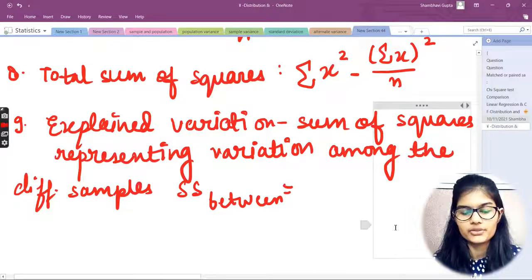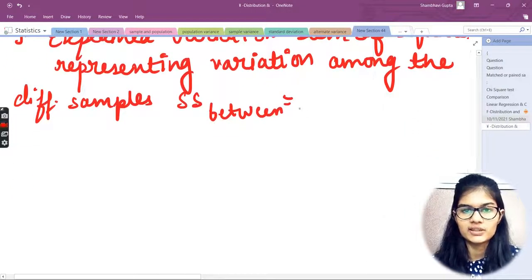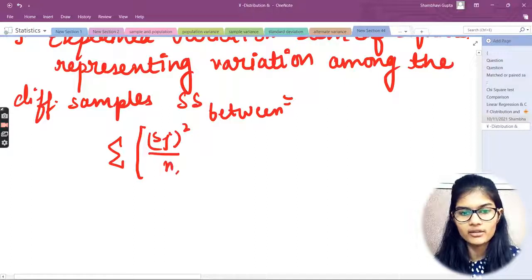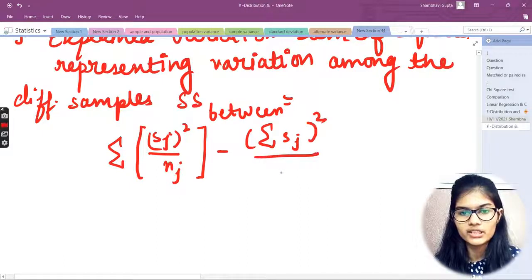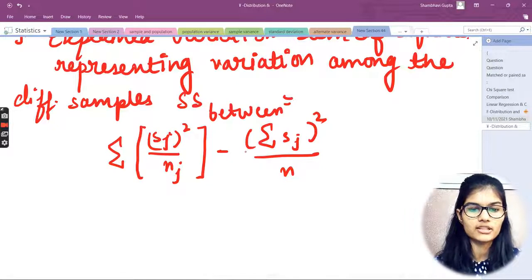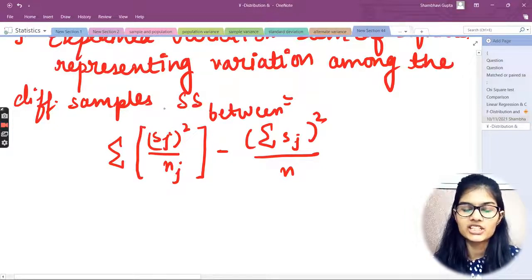let me get down from here so that I could get some space for writing. SS between is equal to sigma of bracket Sj whole square divided by n of j, bracket closed, subtracted by sigma Sj bracket whole square divided by n. Okay, hope you are very clear with this, whatever I have written here. Now fine, so explained variation is already done.